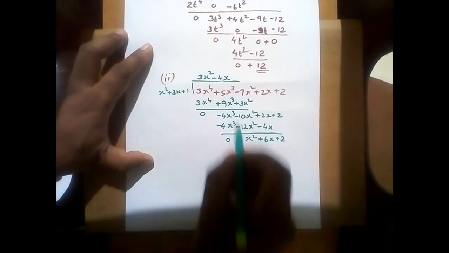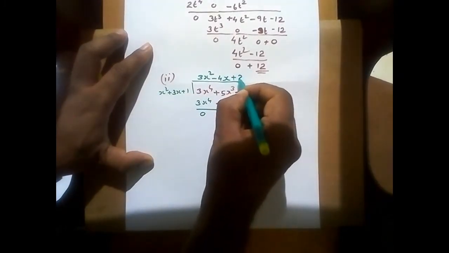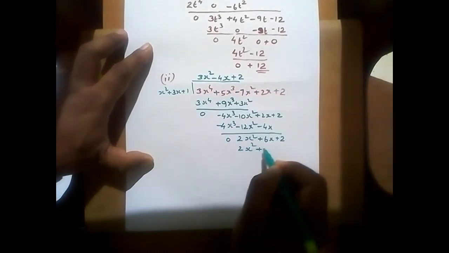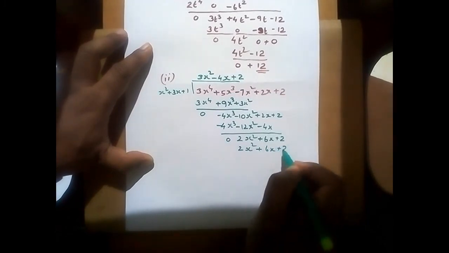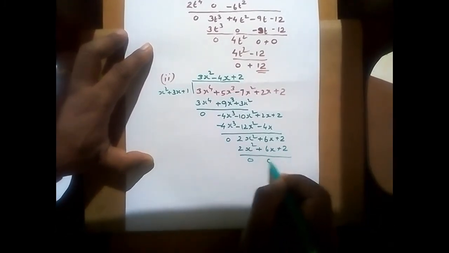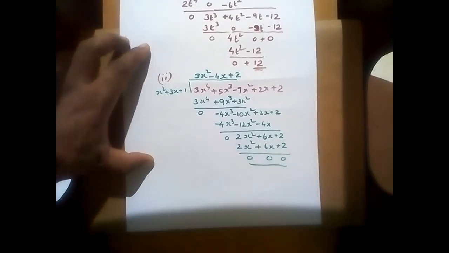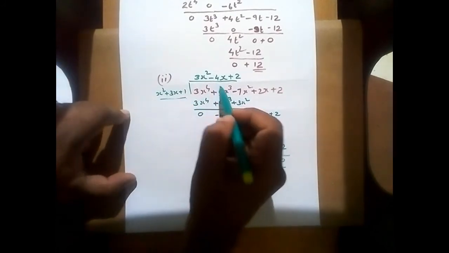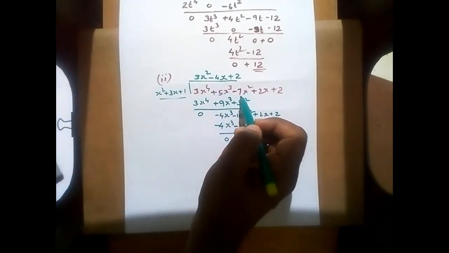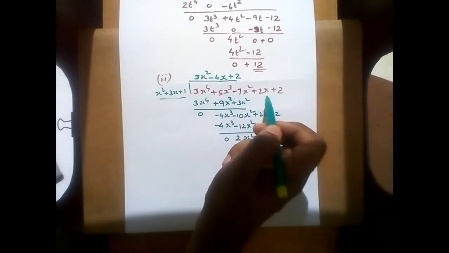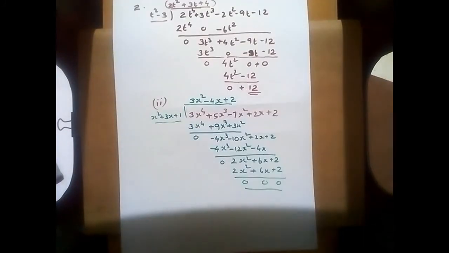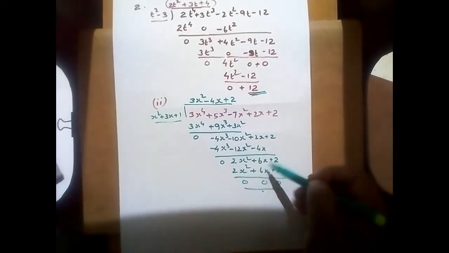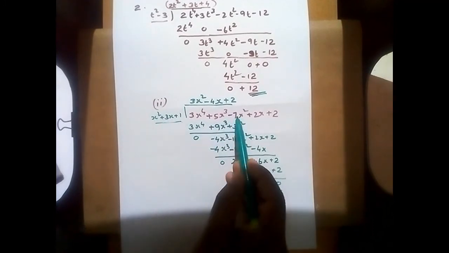x square and 2x square, so we have to multiply by 2 here. 2 into x square is 2x square, plus 2 into 3x is 6x, plus 2 into 1 is 2. Subtract: 0, 0, 0. So the remainder is 0. That means x square plus 3x plus 1 is a factor of the polynomial 3x raised to 4 plus 5x cube minus 7x square plus 2x plus 2. In the first question there was a remainder; in the second there is no remainder, so in the second question the divisor is a factor of the polynomial.